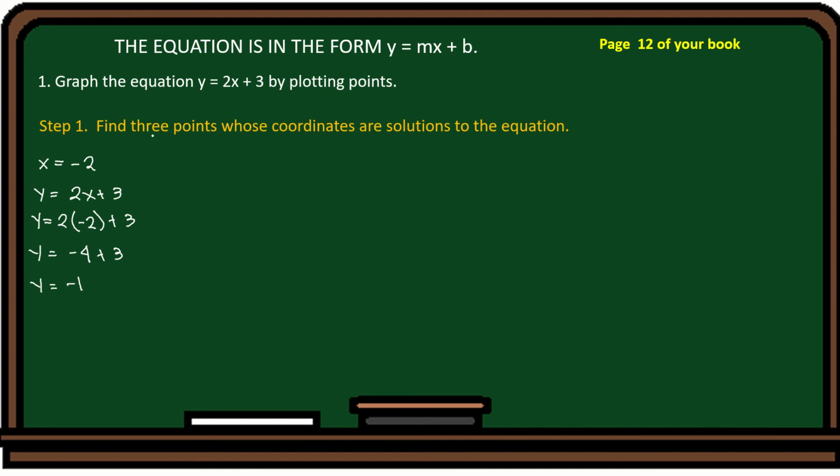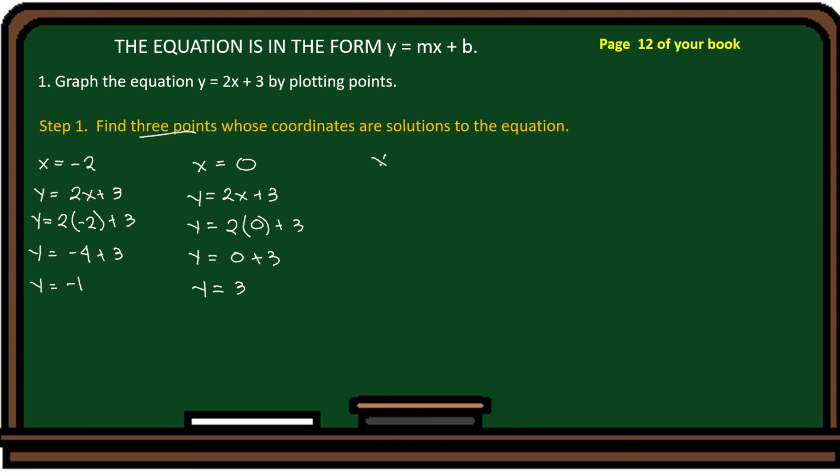Next, since we are giving 3 points here, another value of x you can have is 0. So y equals 2x plus 3. Your x is 0, so substitute: y equals 2 times 0, which is 0, plus 3. This is equal to 3. So you have now your value of y as equal to 3.